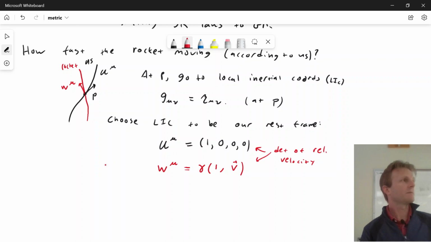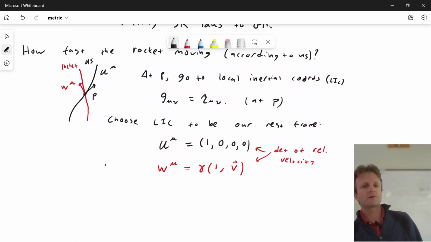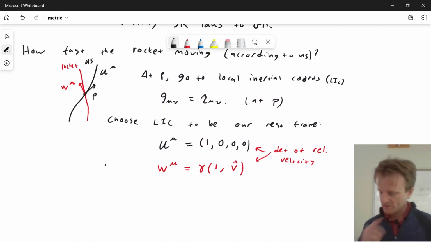We're in our rest frame, and so if we work in the components where our four-velocity is (1, 0, 0, 0), then the other person's four-velocity takes this form. Okay? So these are our coordinate-dependent laws in special relativity. These depend on the Lorentz frame. If we boosted, of course, the form of our four-velocities would be different.